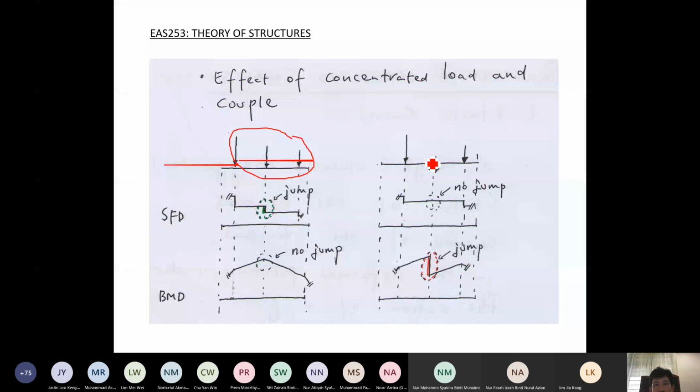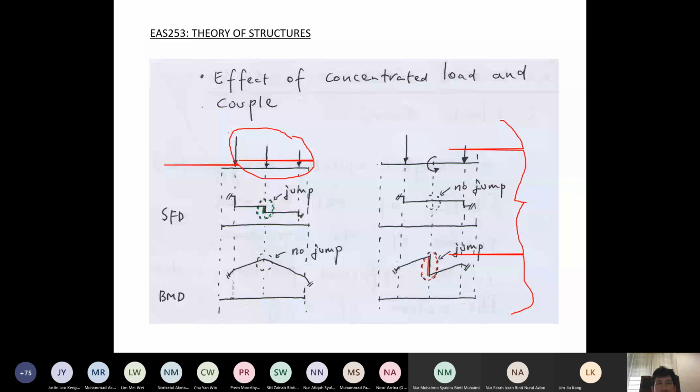no jump. Okay, class, please take note of these characteristics, which are associated with the locations and the shape of the shear force diagram and bending moment diagram when there is a concentrated load and a couple or concentrated moment. So these are the basic things that are very important to take note of.